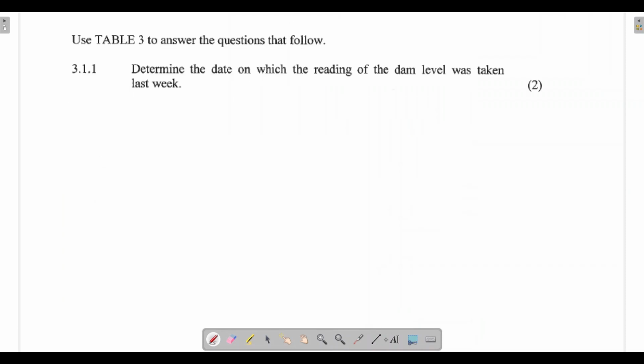So how do we do that? A quick way in which we can do this so that we do not make any silly mistakes is to just count 7 days. I'm going to use this to count so it makes it easier. So it's 1, 2, 3, 4, 5, 6, 7.